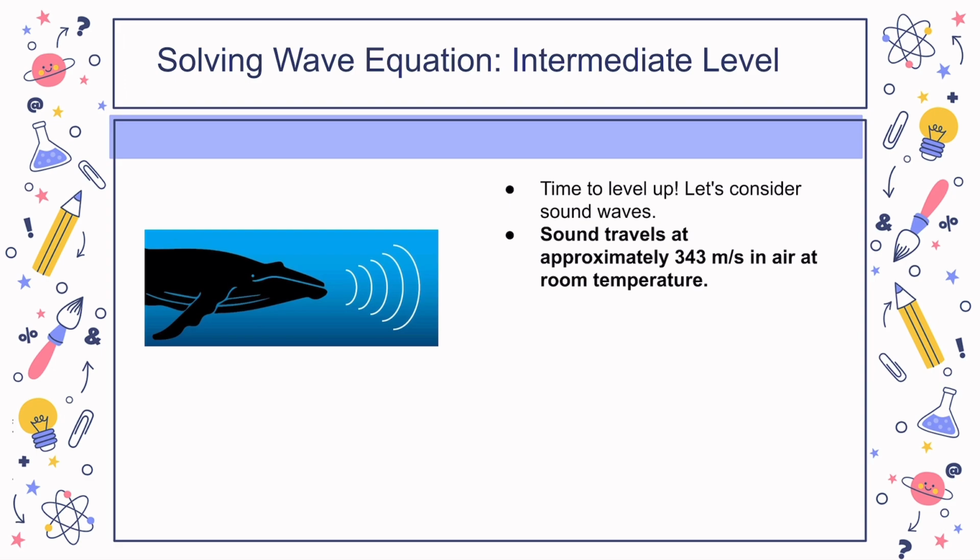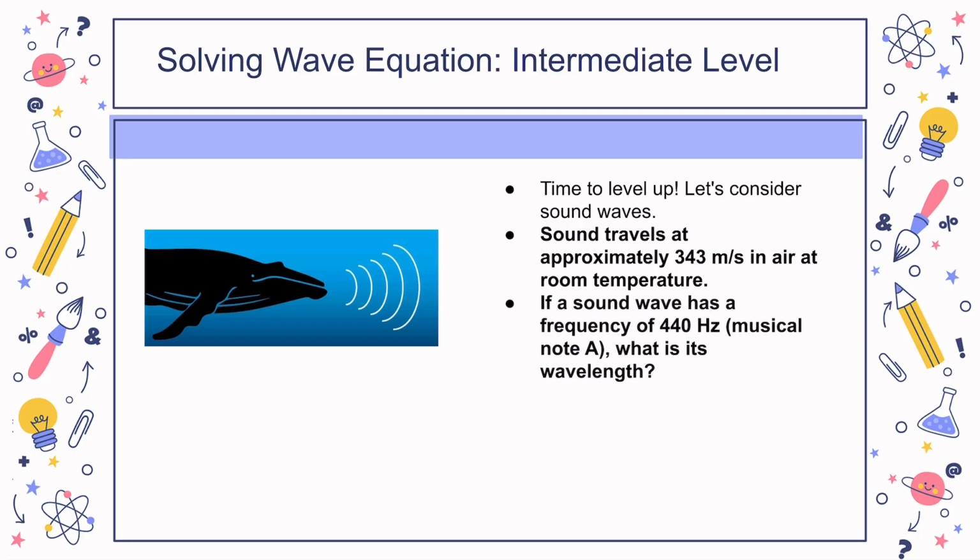So let's look at another wave equation at the intermediate level. Sound travels at approximately 343 meters per second in air at room temperature. If a sound wave has a frequency of 440 hertz, which is equivalent to the musical note A, what is its wavelength? So we're solving for lambda. I'm going to rearrange the universal wave equation in order to get lambda. And when I do that, I should get lambda is equal to the velocity over the frequency.